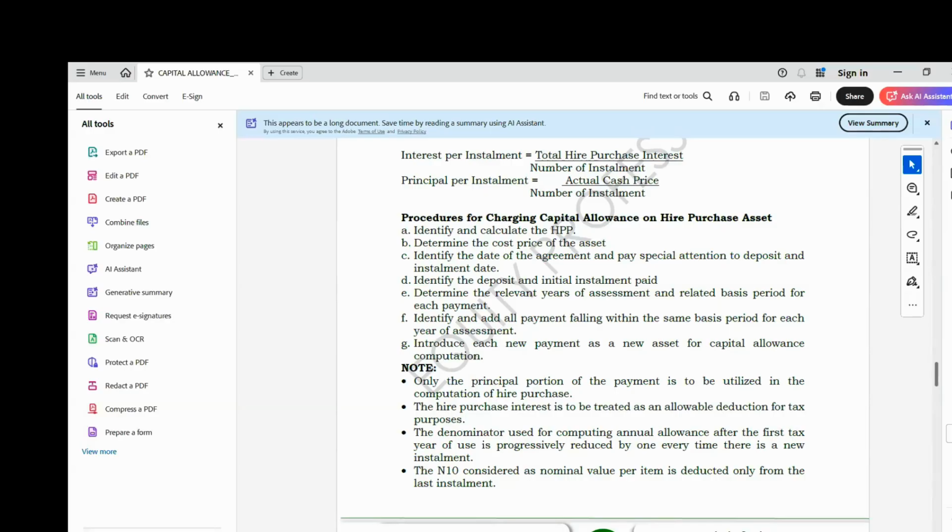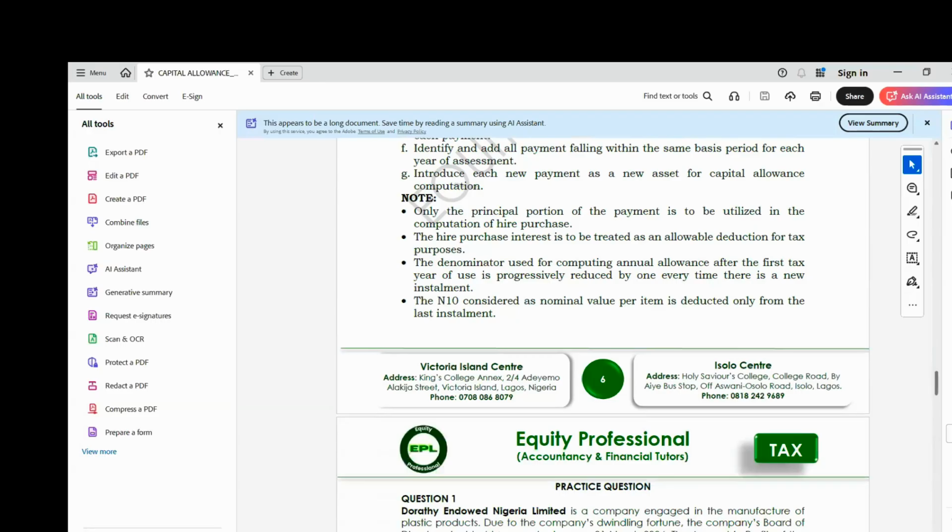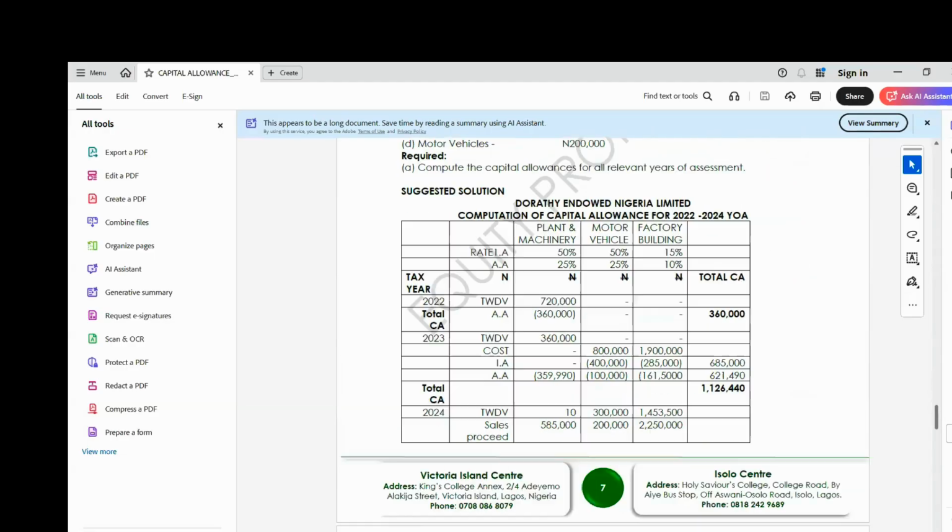The 10 naira considered as nominal value per item is deducted only from the last instalment. So the 10 naira will be deducted from the last instalment when you are computing capital allowance when the asset is acquired on hire purchase. So take note that you can also be given questions that relate to computation of assets acquired on hire purchase. Any question?